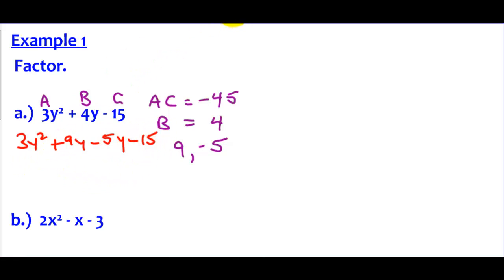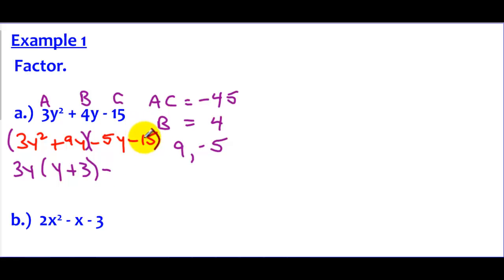Okay? And now I'm going to use the grouping method. So we're going to start off and I'm going to say, let's group these first two. Okay? And I'm going to say I see a 3 and a y in common. And it looks like I'm left with y plus 3. And my second group, both of these terms in this second group here have a negative sign, so I'm going to pull out a minus.